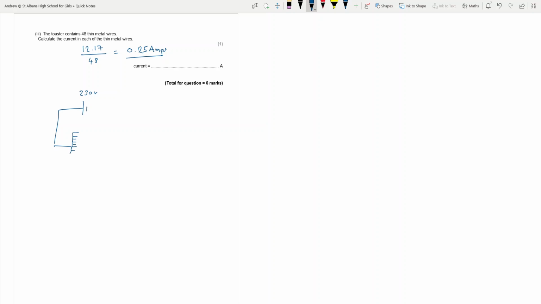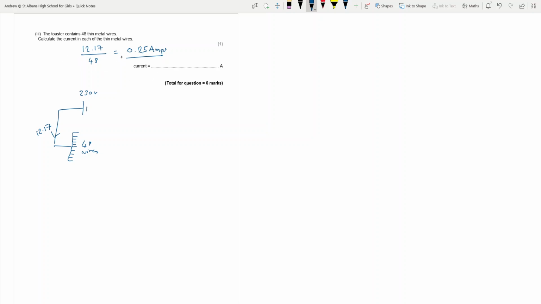48 wires. I'm not going to draw 48. Okay, so we've just got 48 wires. And so what we've got is our current that's going in is 12.17 amps. That's what's going in. And we're now going to split it up. We split it into, so the current is splitting up at that junction into 48 different bits.